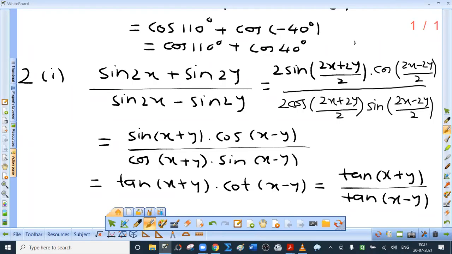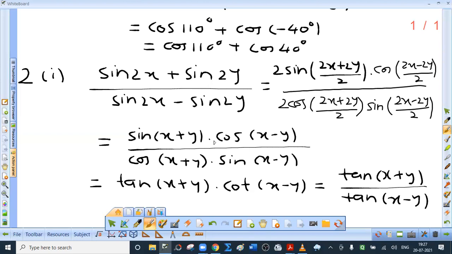Second question, prove the following. First part, sin 2x plus sin 2y upon sin 2x minus sin 2y is tan of x plus y upon tan of x minus y. Now we begin with LHS. I haven't written LHS equal to. So this is equal to, what is sin A plus sin B? 2 sin of A plus B by 2 into cos of A minus B by 2. What is sin A minus sin B? 2 cos of A plus B by 2 into sin of A minus B by 2.